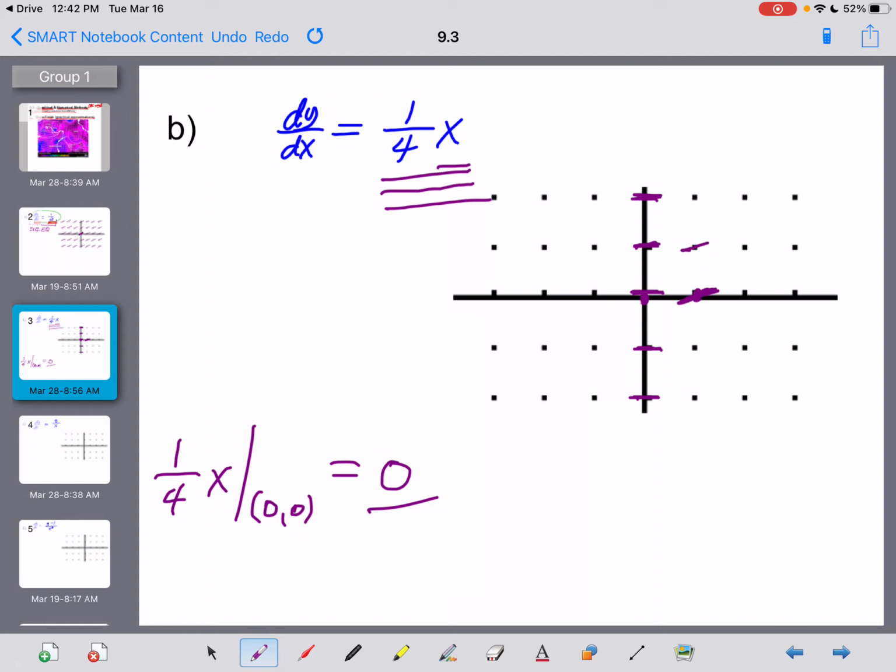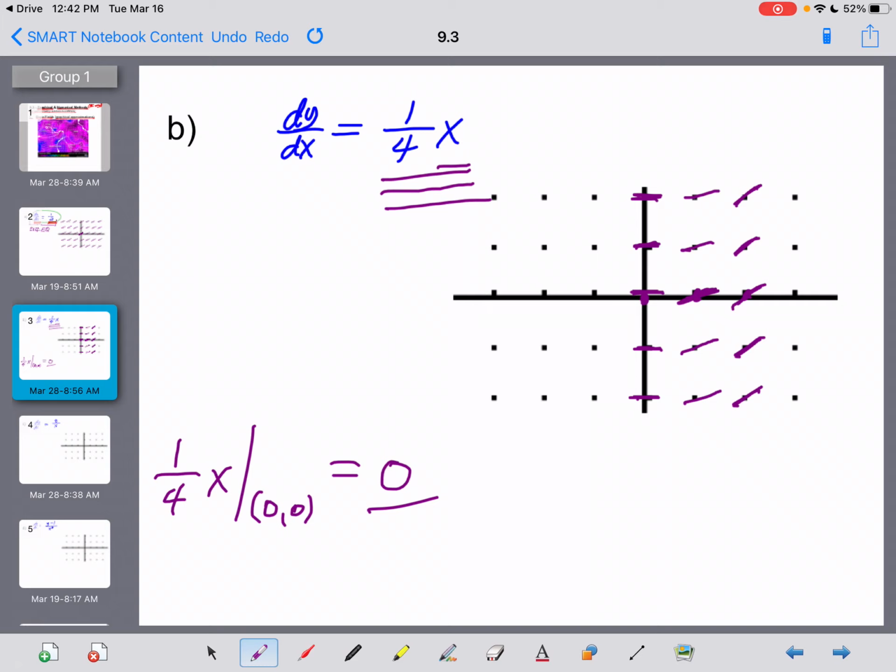1/4 times 1 is 1/4. And the same thing at 1, 2, and 1, -1, and 1, -2. Let's keep going now. Over to the right here now, where x is 2. 1/4 times 2 is 1/2, which is still increasing at a pretty slow rate. This just needs to be a little bit steeper than the little segments that I drew a moment ago.